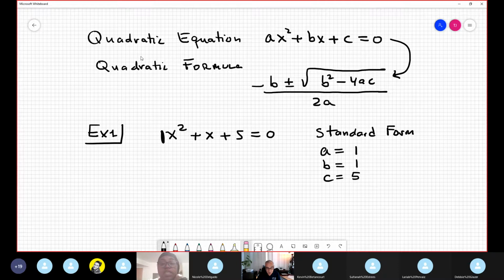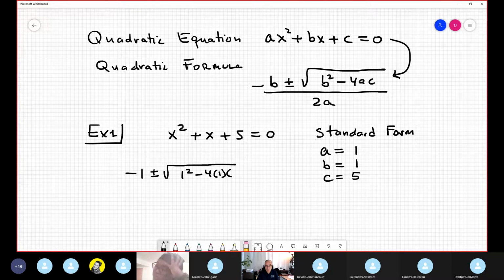Absolutely perfect. A is 1, exactly, as Jasmine says. B is 1, and C is 5, positive 5. Plug it in where? In the quadratic formula, no? The formula says minus B, in our specific example minus 1, plus or minus the square root of 1 squared minus 4 multiplied by A, which is 1, multiplied by C, which is 5. Everything divided by 2 times 1 because A is 1.